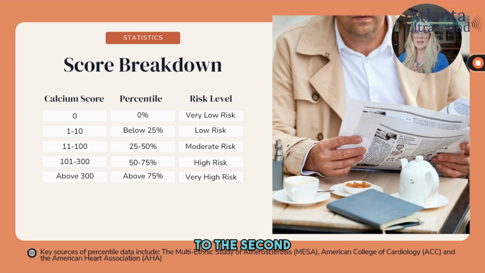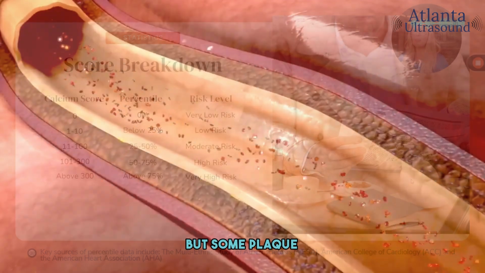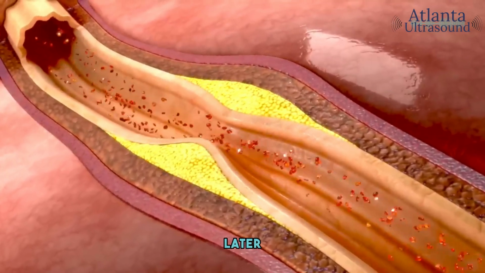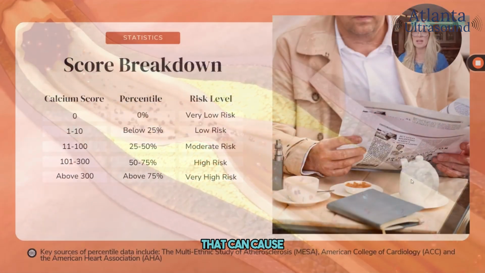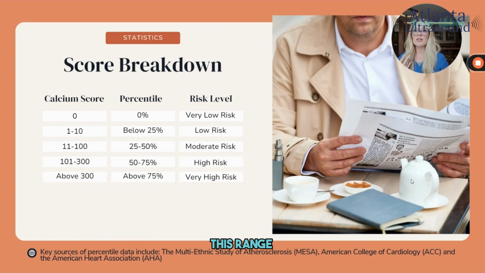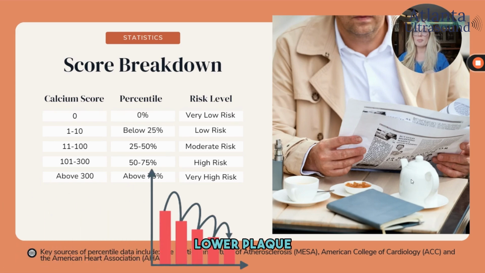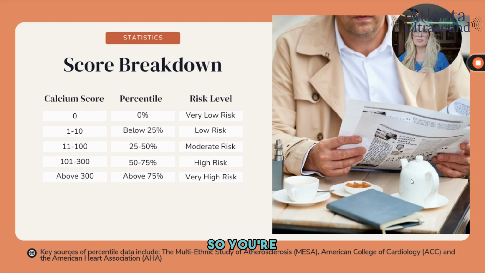Moving to the second set of calcium scores, 1 to 10. This would mean you're in the lower 25th percentile. This is considered minimal plaque. Your risk of heart disease is still low, but some plaque is present. More on this later, and how plaque can be in other areas of your body that can cause a heart attack or stroke. A score in this range often places you in the lower 25th percentile, meaning people in your age group have lower plaque levels. So you're at up to the 25% of people in your age group with lower plaque levels.